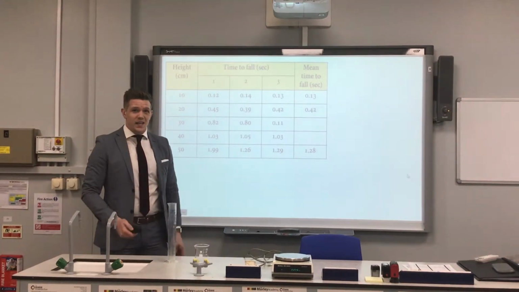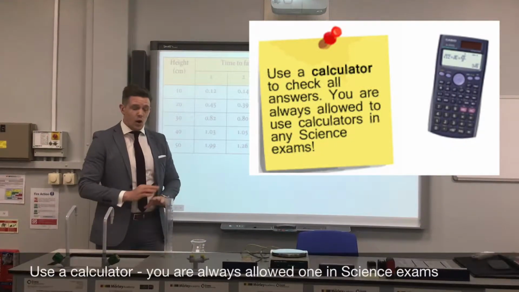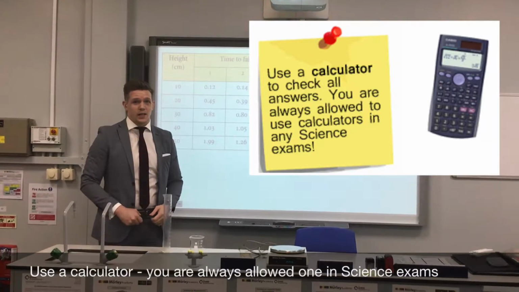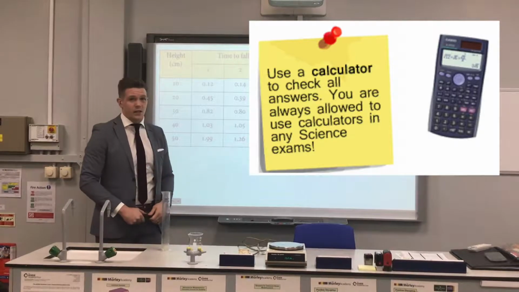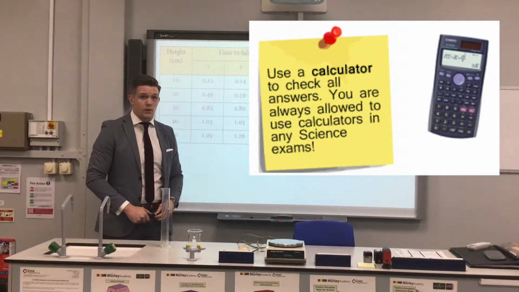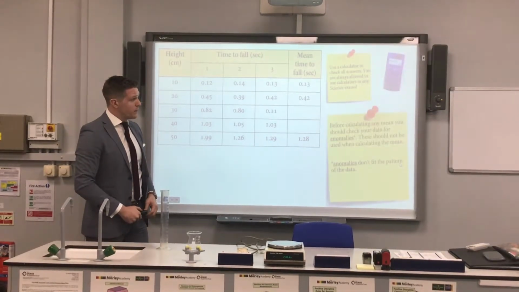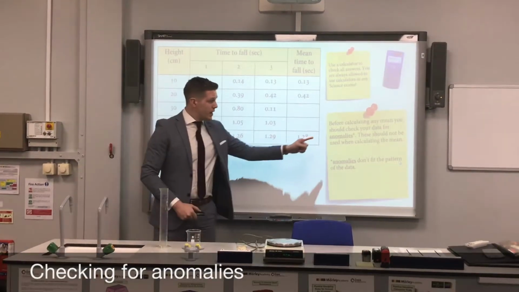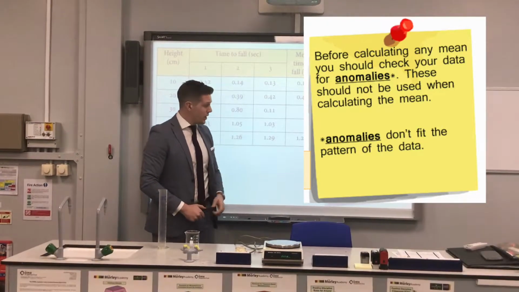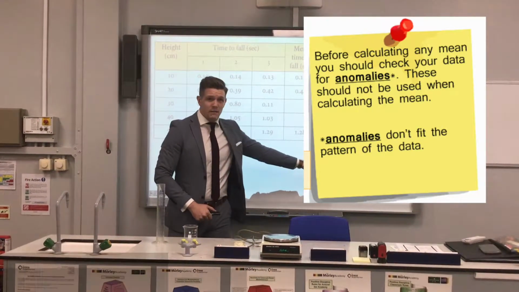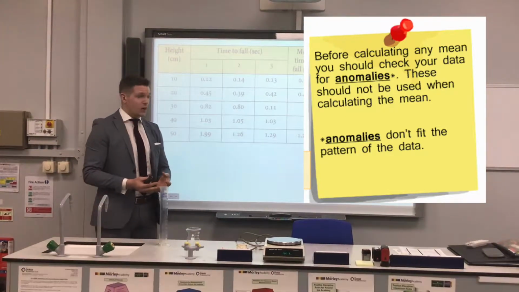Again, some key ideas. Make sure you use a calculator. You are always allowed a calculator in your science exams, so bring one. Specifically, a scientific calculator. It becomes really important later on that you use one of those. What I'm going to check for first and foremost are anomalies. Now, if you're not too sure what anomalies are, well, they're anything that doesn't quite fit the pattern. So look at your data carefully and check what doesn't fit.